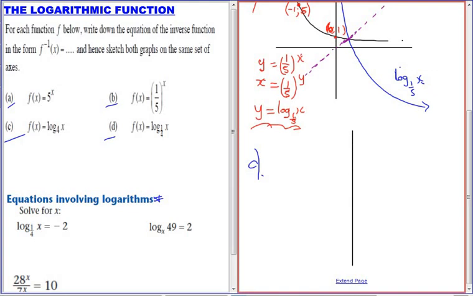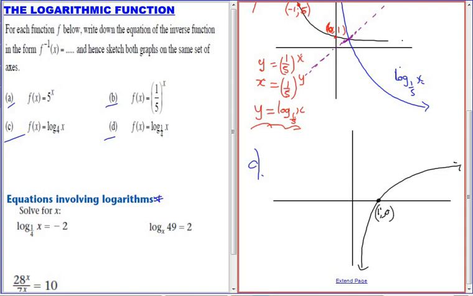So C, here are our graphs. Log to base 4 of x. We remember the logarithm function. There it is, log to base 4 of x. So I have this function, and it's passing through 1 and 0.